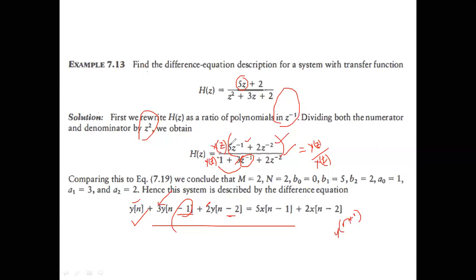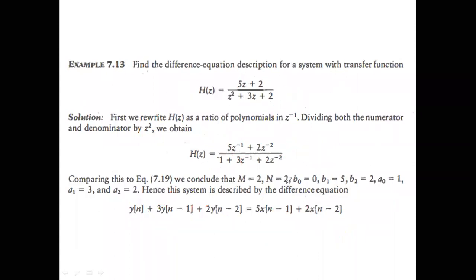Similarly, 5 remains a 5, 2 remains a 2. Constants remain constant. Right? It's a linear system. Plus remains a plus. X of z into z to the power minus 1 gives you y of n minus 1. Z to the power minus 2 into x of z gives you x of n minus 2. Okay, got this particular thing?